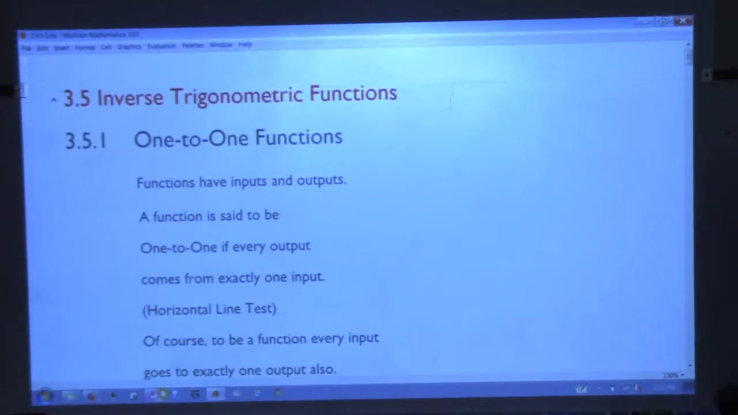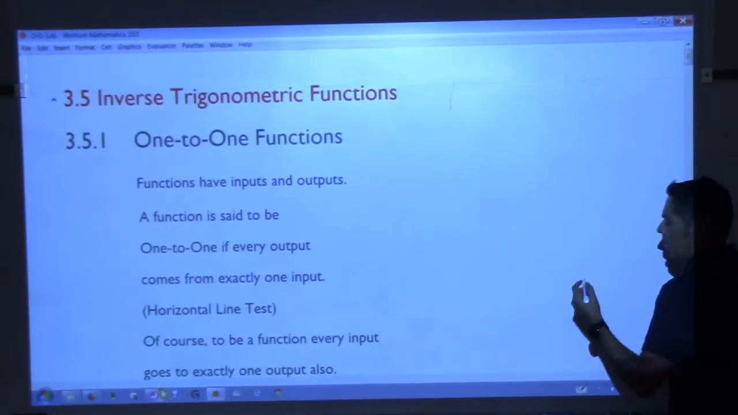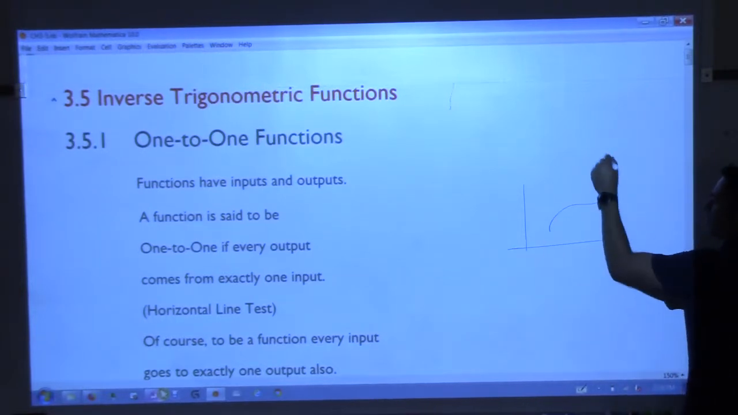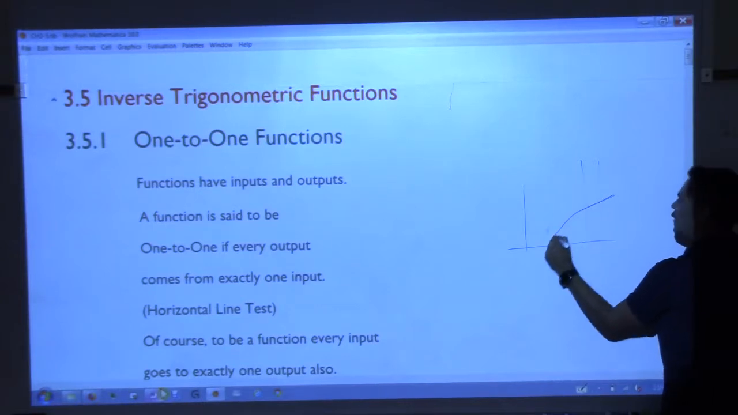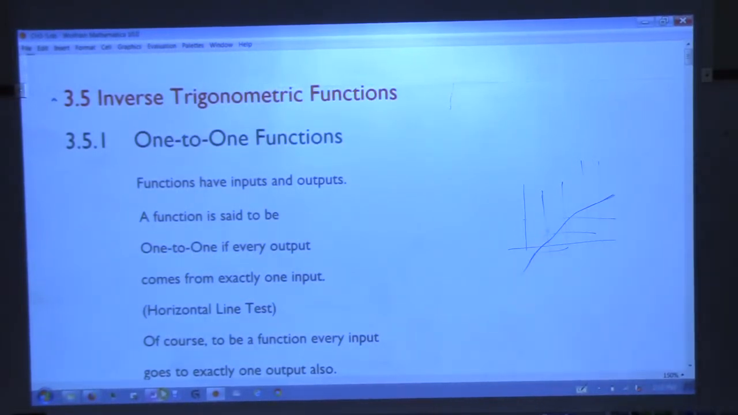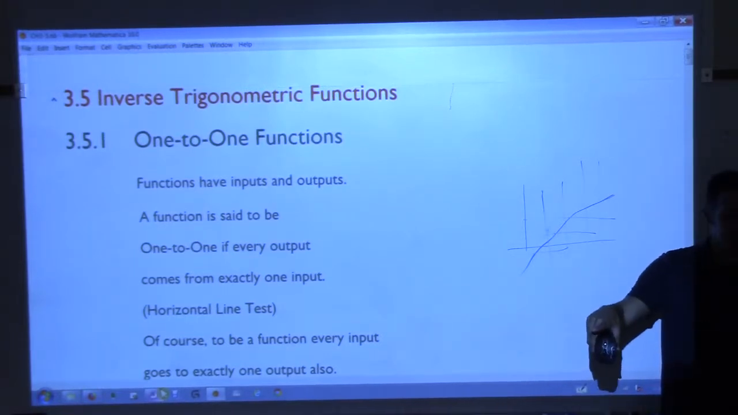A function is said to be one-to-one, and you don't need to copy all this because remember, this is on the web in Canvas. A function is one-to-one if it passes both the vertical line test and horizontal line test. So if it passes both tests, then it's one-to-one. That means one input goes to exactly one output. You never have one input go to two different places.